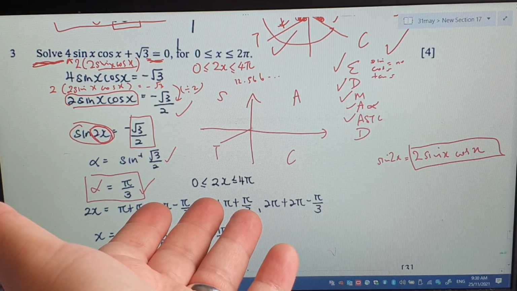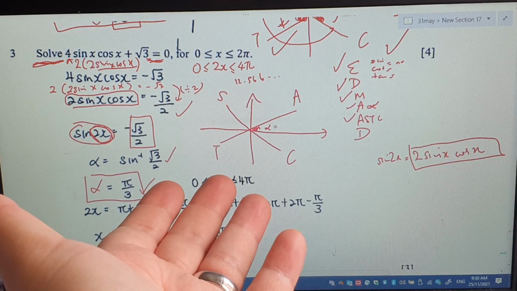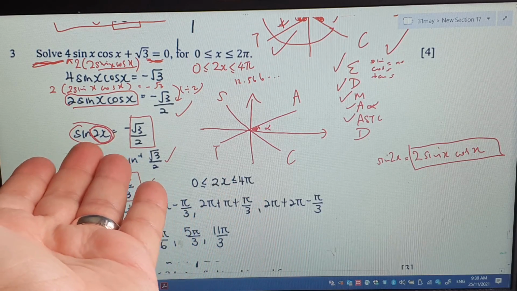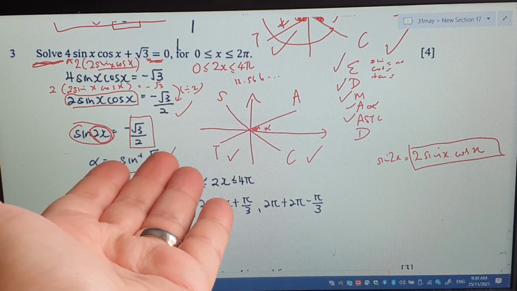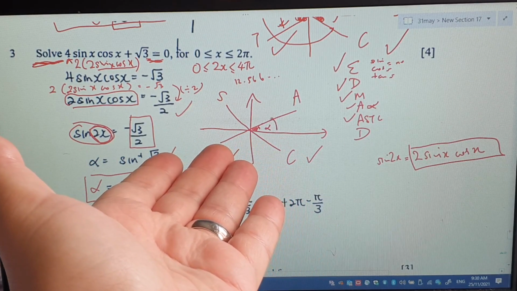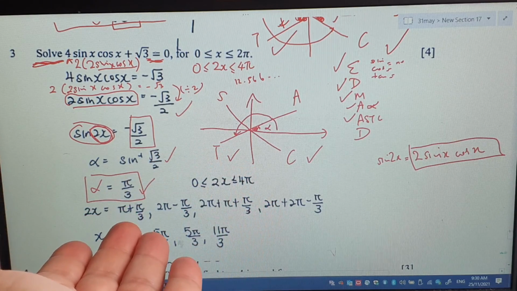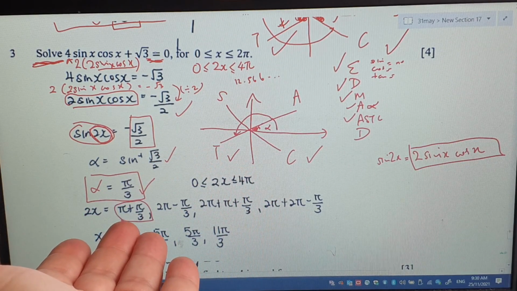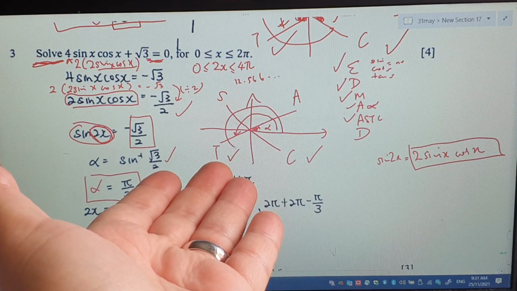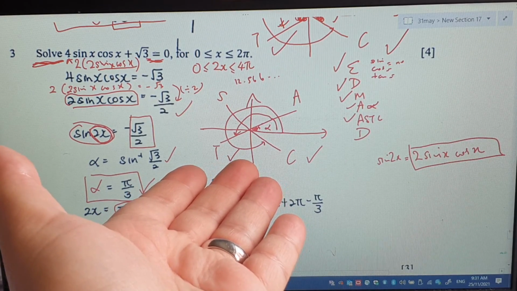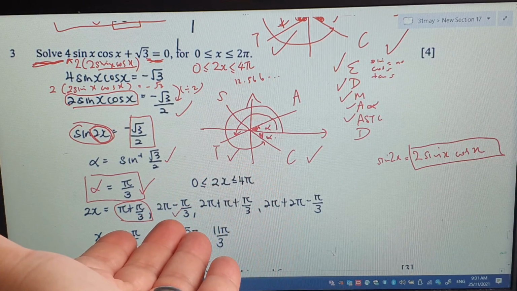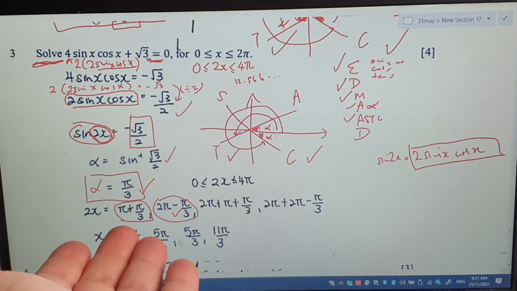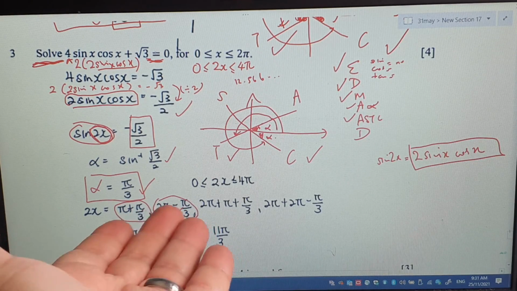ASTC, I already know my alpha. Okay? Now, we want sine to be negative. Where is sine negative? Here and here. So it's alpha plus 180, which is pi, there. This is what we have here. Or it can be this one, 2 pi minus your alpha. Okay, here.